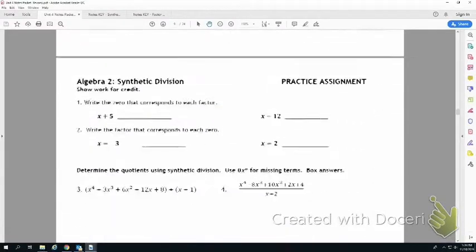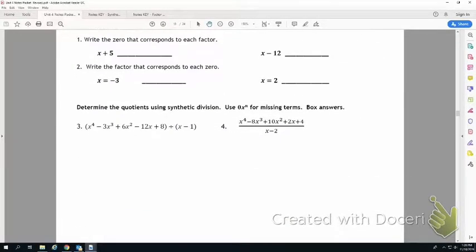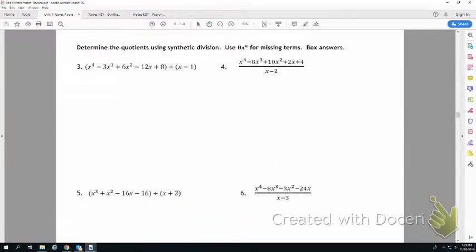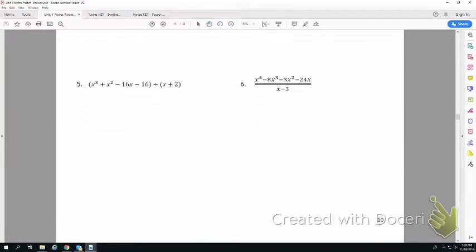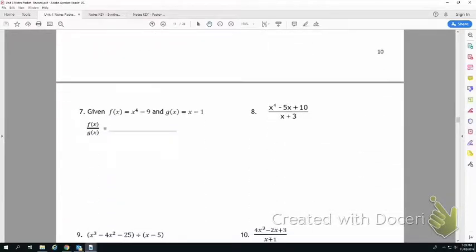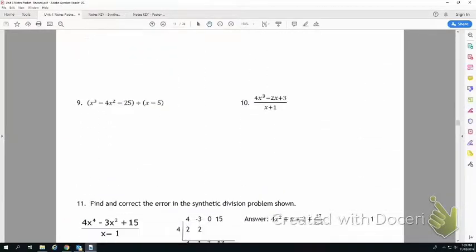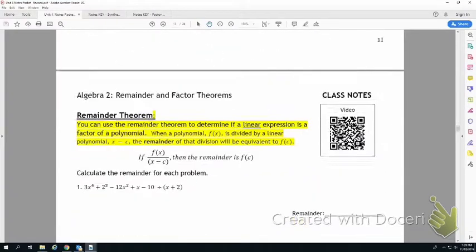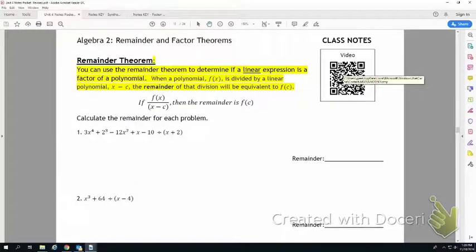So on this next page, this is going to be practice working synthetic division. I would highly recommend that you work through some of those before you show up next class and realize that you have a quiz. Right now I want you to go to this page where it says remainder and factor theorem.